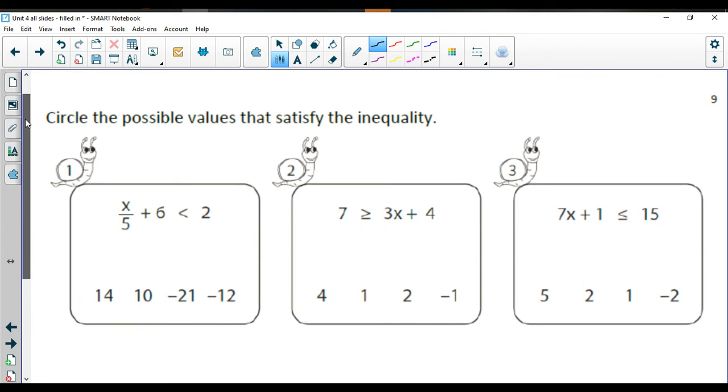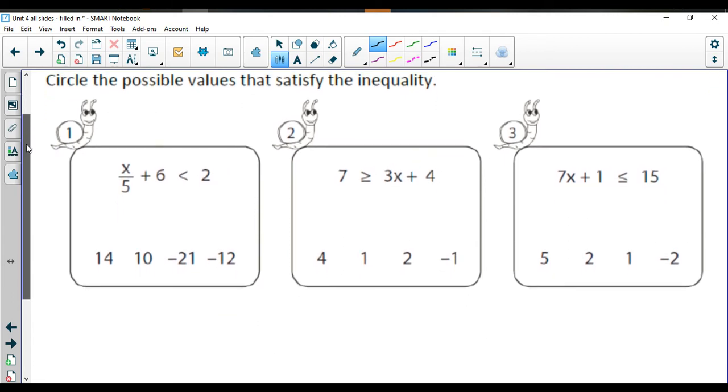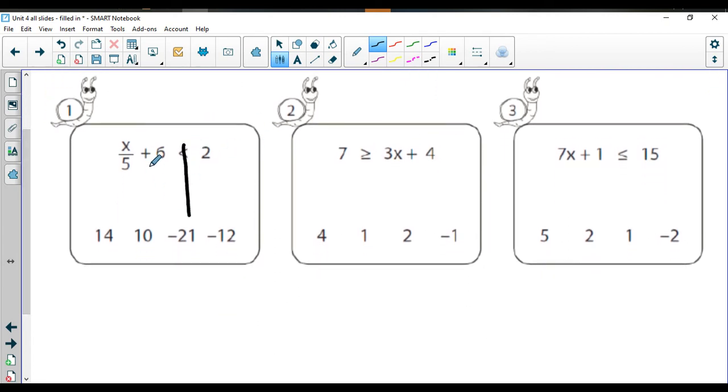Circle the possible values that satisfy the inequality. So we're on page 9 here. We're going to go ahead and solve these. So we're going to subtract 6 from both sides. That leaves me with x over 5 is less than negative 4. I'm going to times by 5 to undo the division. So x is less than negative 20. The only number less than negative 20 is negative 21 on this list.